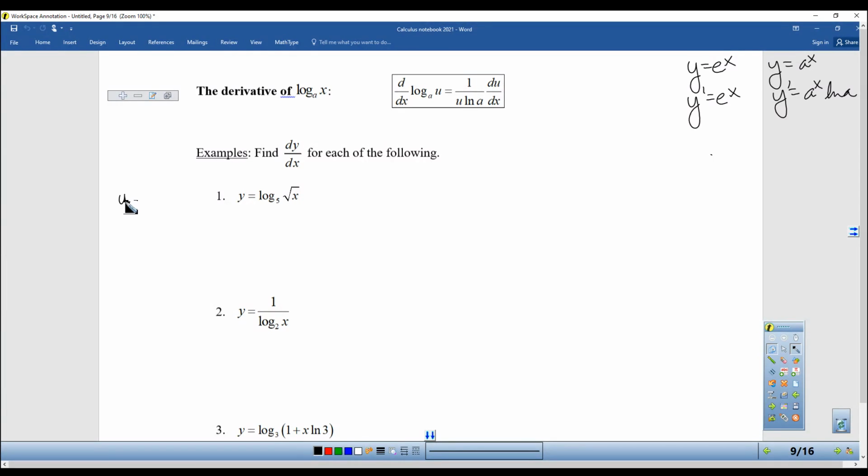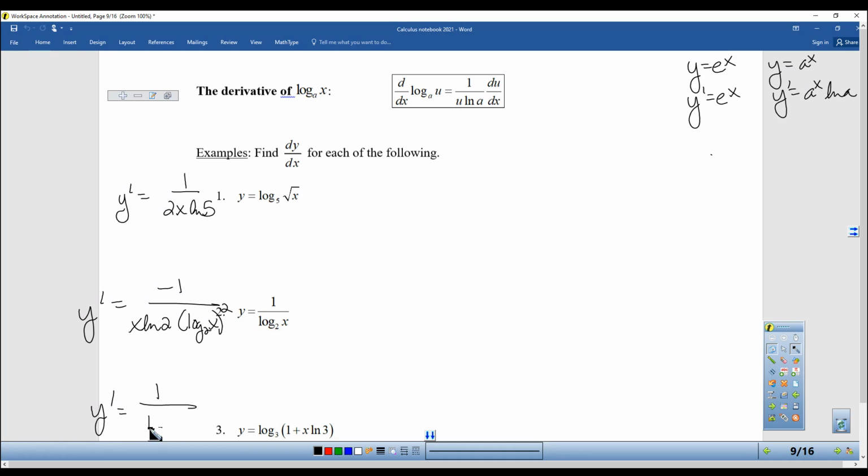So I will take just a minute here and write down these couple of answers for you. Y prime is equal to 1 over 2x, in case you decide to try this on your own. Y prime is equal to negative 1 over x, ln of 2 log base 2 of x squared. Y prime is equal to 1 over 1 plus x, ln of 3. And number 4, since it didn't fit, is y prime is equal to cosine of x. So if you want to screenshot those answers and try them on your own, but I am going to do them together.